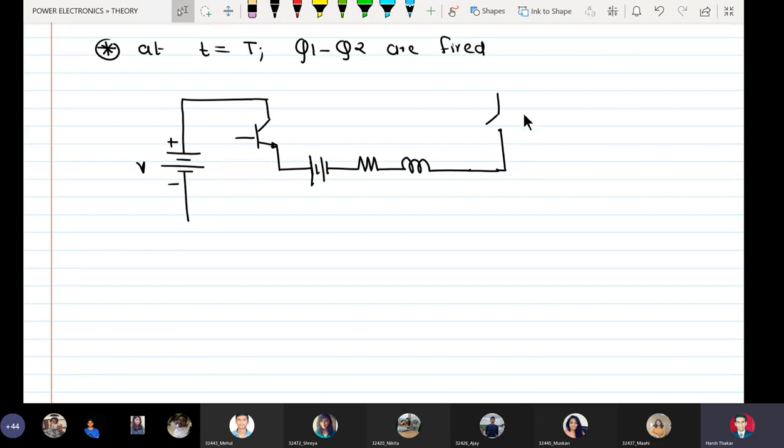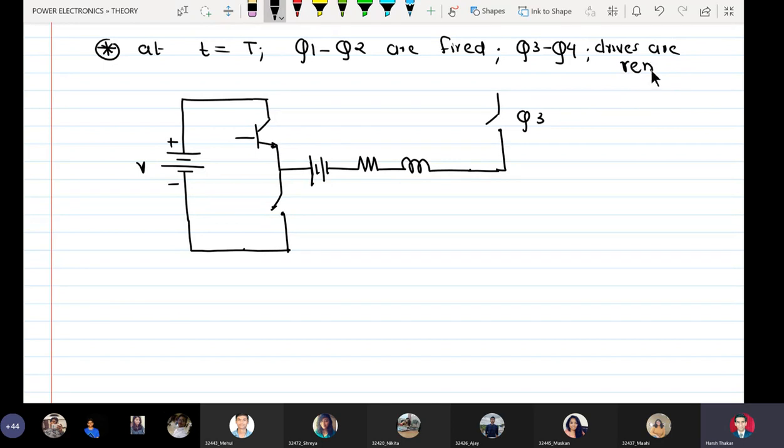Q3 drive is removed, so Q3 is open circuit. Similarly, we see here diagonally opposite, Q4 is also open circuit. Why? Because the drive has been removed. At t equal to T by 2, Q1, Q2 are fired, and the Q3, Q4 drives are removed. That means they are off.